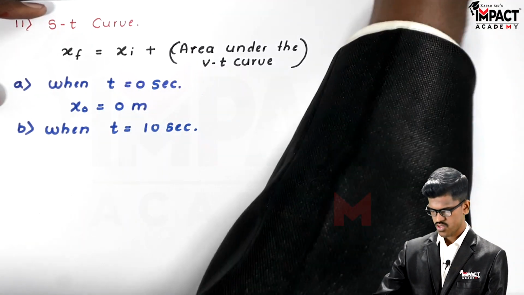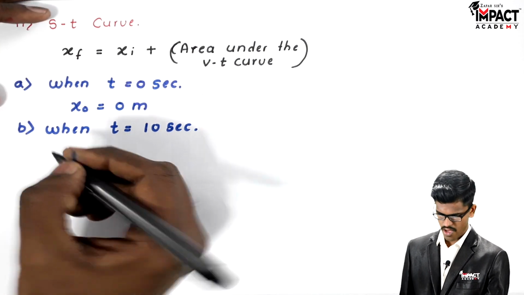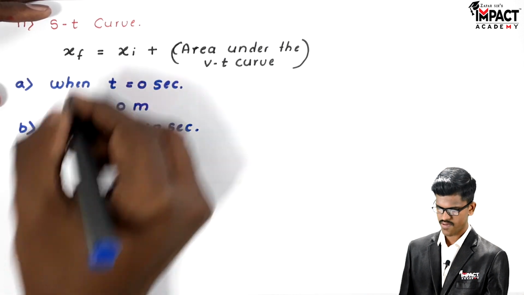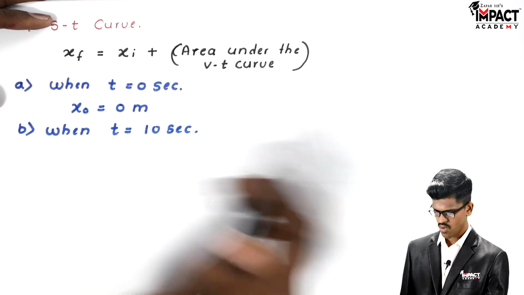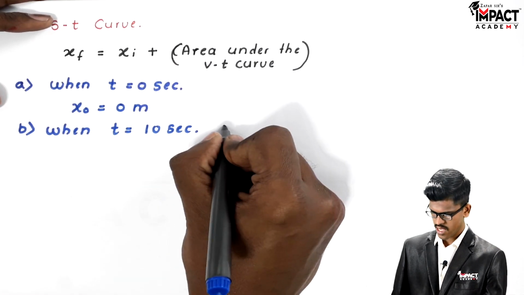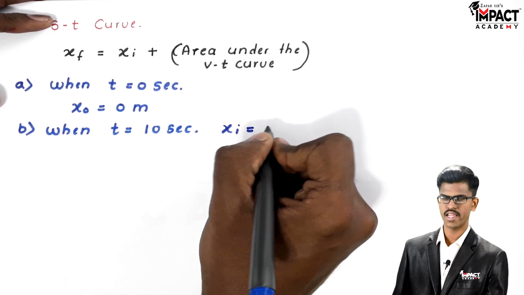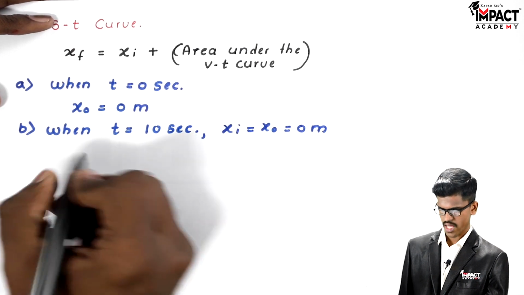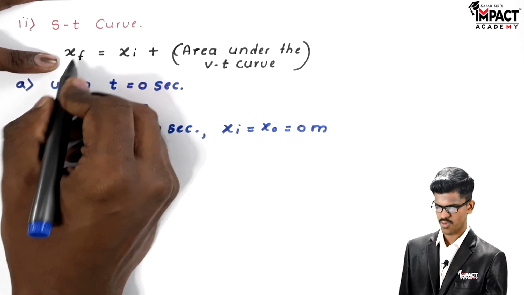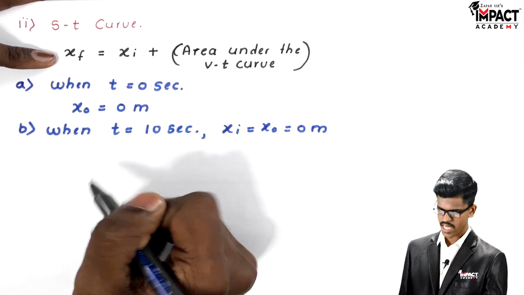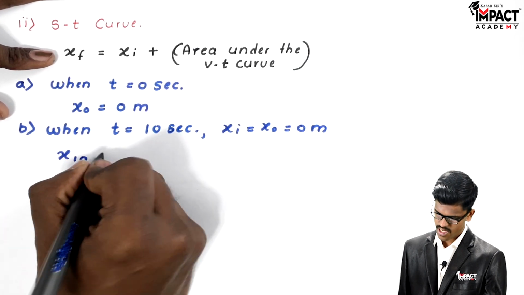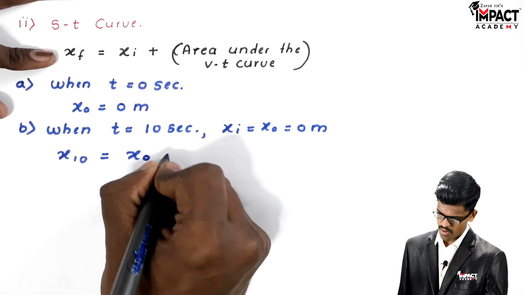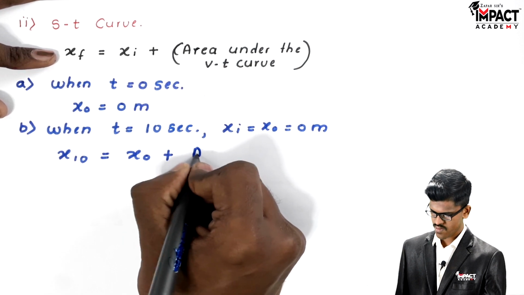Okay, so we have the formula, that is xf is equal to xi plus area under the curve. So here xi, the initial position of the particle, is x naught, which is 0 meter. Okay, we have to find xf, meaning the position of the particle when t is equal to 10 seconds, that is x10 is equal to x0 plus area under the curve.